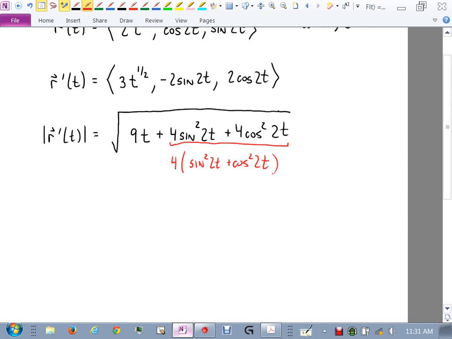And then sine squared 2t plus cosine squared 2t is 1. So that's just square root of 9t plus 4? Are we ready to integrate?